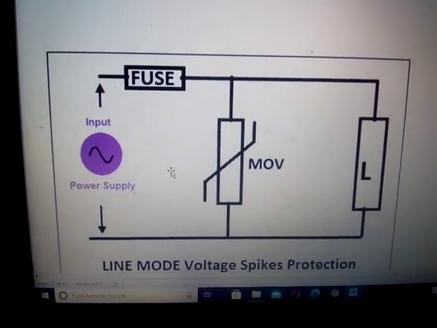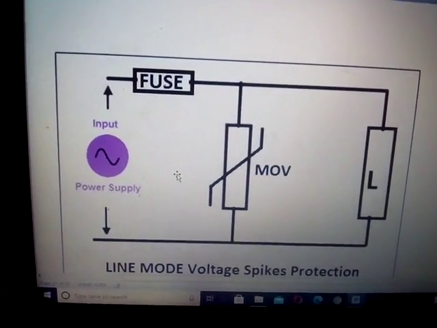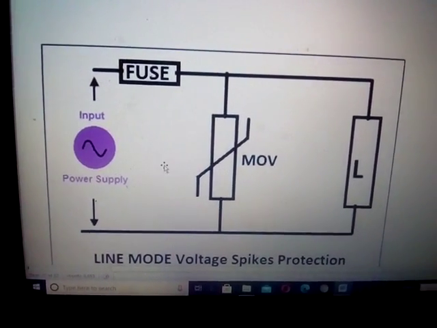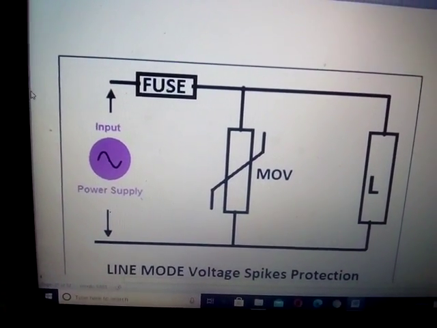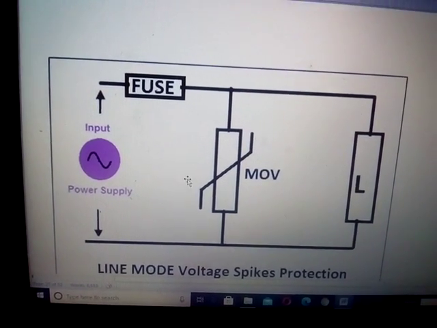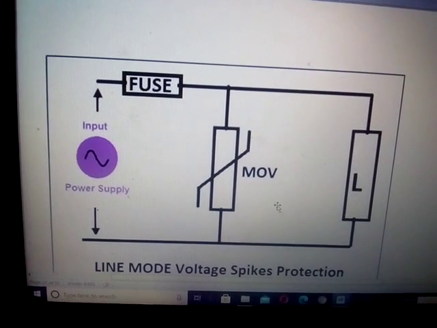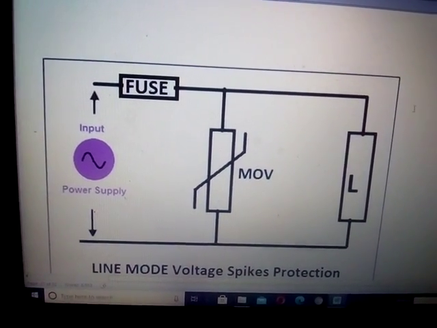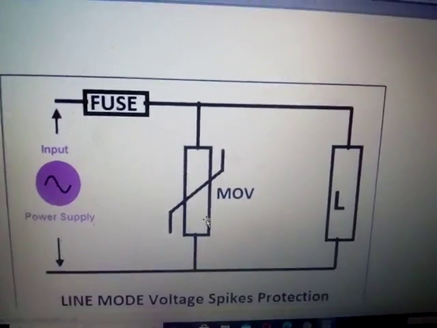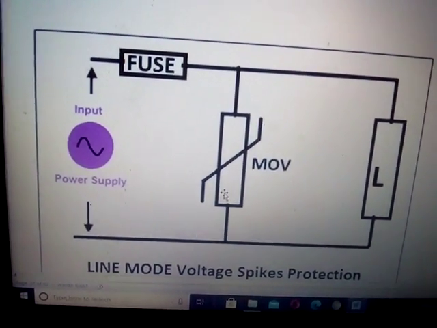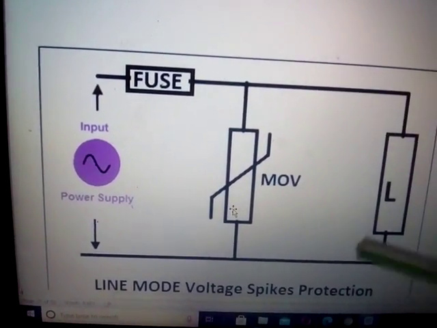Class 80. How power conditioners will work. First case, MOV. This MOV will have very high resistance for normal voltages, that is operating voltages. So it will act as an open circuit. It will have very high resistance. So it is as though this is not in the circuit. So the circuit is only this, which is the usual one.